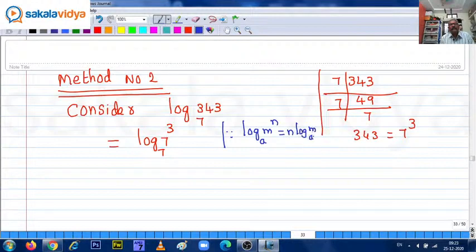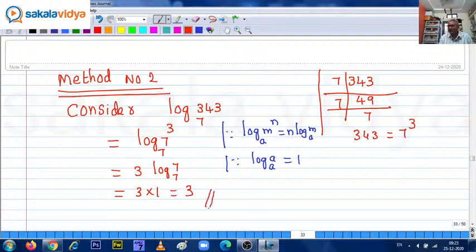So we can write this as 3 times log 7 to the base 7. And we have one more formula. The logarithm of a to the same base a itself is 1. Logarithm of a to the base a is 1. Log 7 to the base 7 is 1. So 3 times 1 equals 3. So this is the answer.